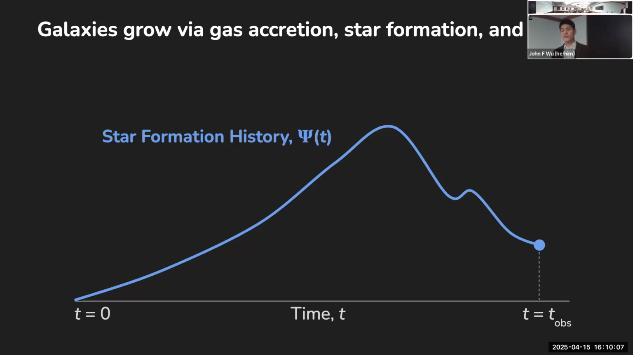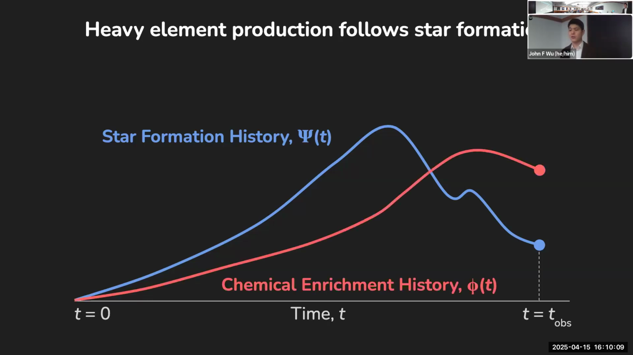And this star formation history is actually tied to another curve, which I'm going to call the chemical enrichment history. This is the rate of production of heavy elements over cosmic time. And you can kind of see that this red curve is following that blue curve. It lags behind it in time because those heavy elements have to be nucleosynthesized inside the stars, which have to be born according to that blue curve.